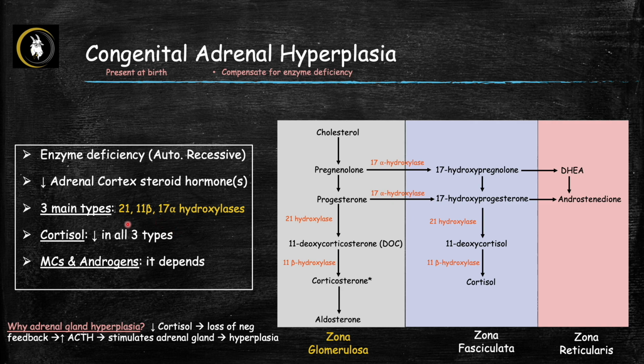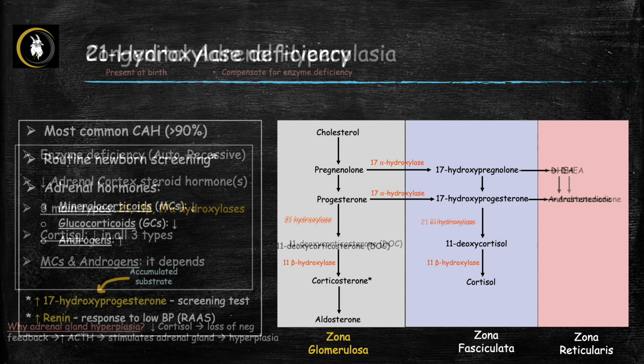But what's different between these three is what's happening to the other two hormones, which are the mineralocorticoids made in zona glomerulosa and the androgens made in the zona reticularis, because that depends on which enzyme is being inhibited. And so that is what you're going to use to figure out which enzyme deficiency you have based on whether your mineralocorticoids are up or down or your androgens are up or down. And we're going to go through each of these now so you can see.